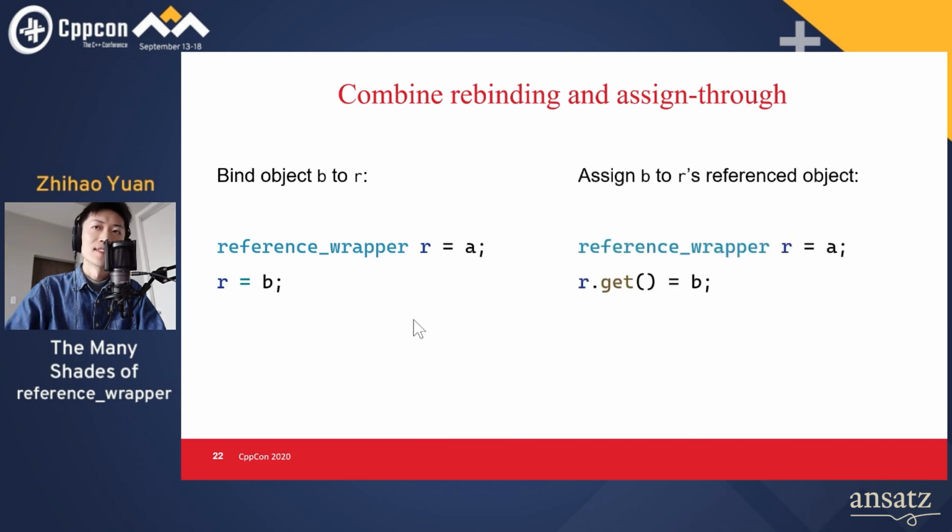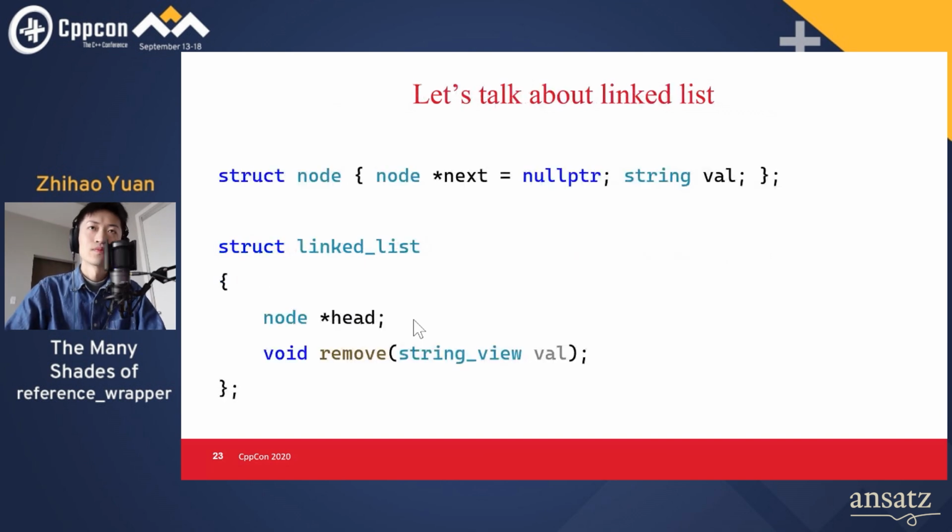If you want to assign to the bound object, you can use the .get_member function to reach the bound object and use that object's own assignment operator. So what's the use of this? Let's talk about linked list.